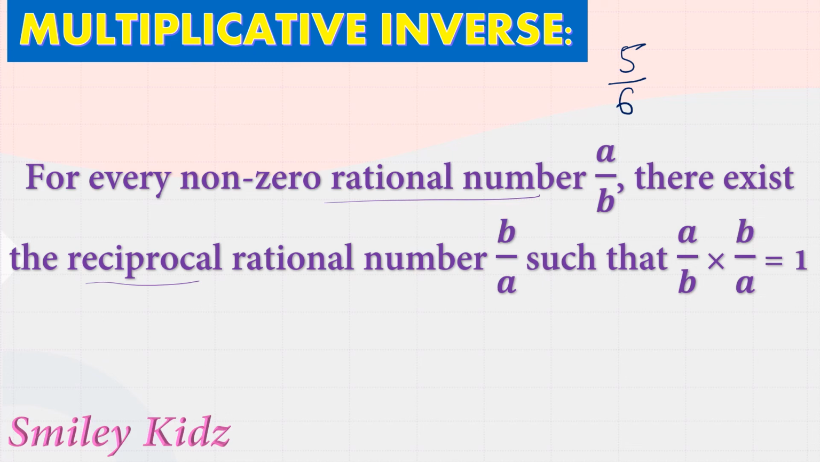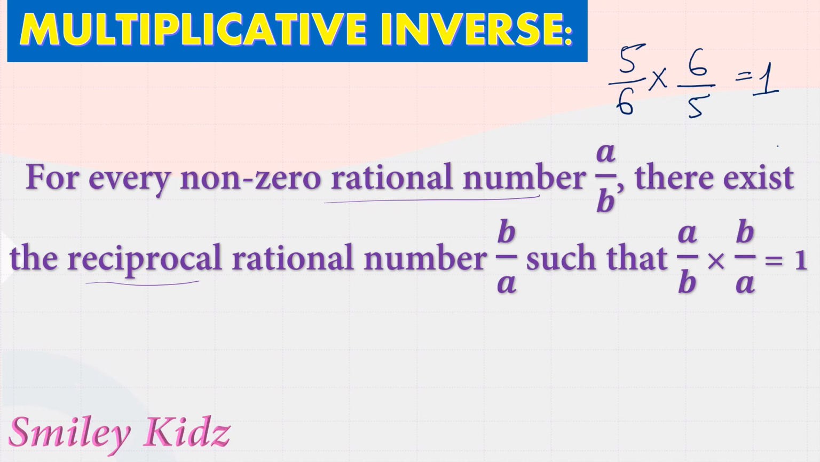5 by 6. This is the rational number. What is the reciprocal of this rational number? It is 6 by 5. So when we multiply these two rational numbers, we get the answer as 1. So what can we conclude here? For any non-zero rational number, when we multiply that rational number with its reciprocal, then we will get the answer as 1. This is the multiplicative inverse.